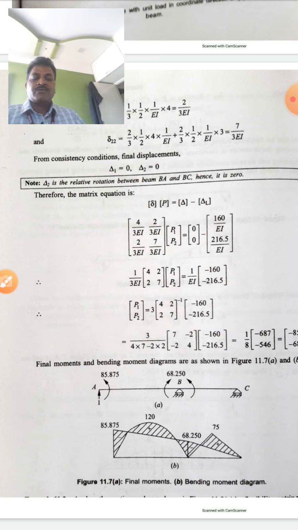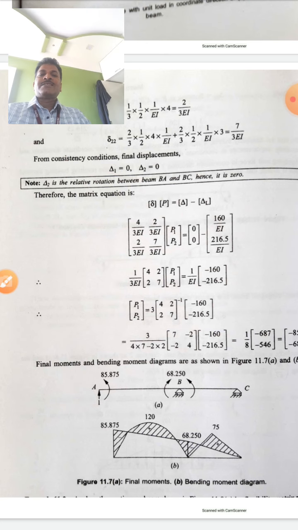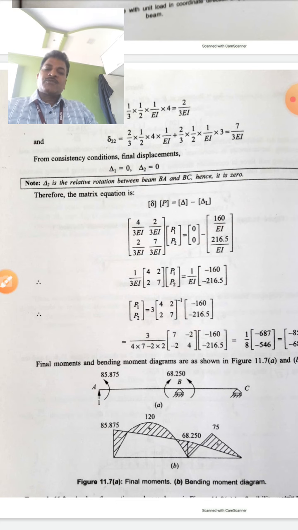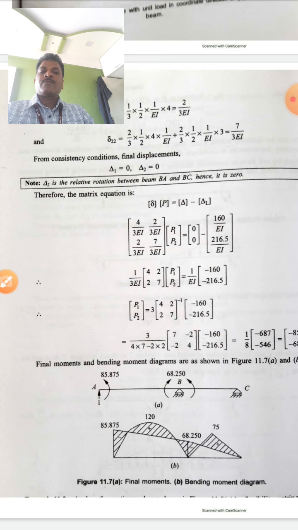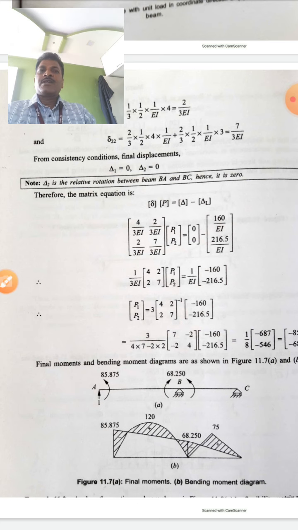Now with the help of these values you can draw the bending moment diagram as shown in the figure. So this is the method to calculate for a continuous beam using the flexibility method. You can also solve such problems for continuous beams with 2 spans or 3 spans. You can change the loading systems, point load to UDL or UDL to point load, and continue with such types of problems.